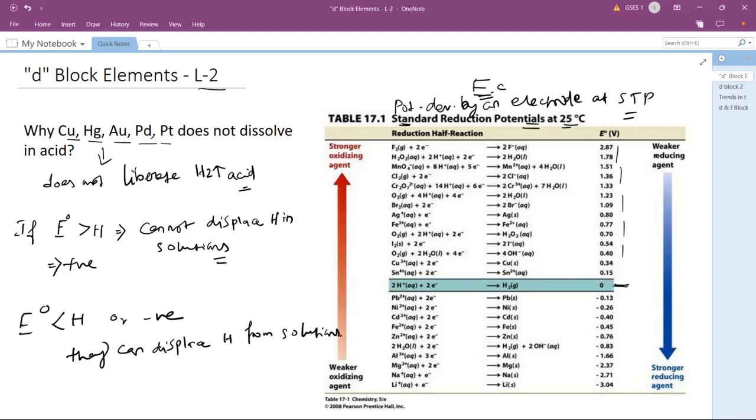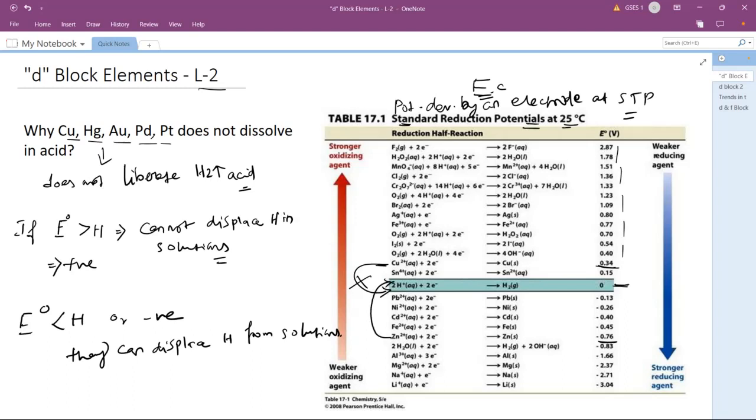Now, come to the table here. Let us take copper. Copper has a value of 0.34, which is higher than that of hydrogen. So copper cannot displace hydrogen from the solution. Consider zinc, with a value of minus 0.76. That is lesser than hydrogen, so zinc can replace hydrogen from the solution.